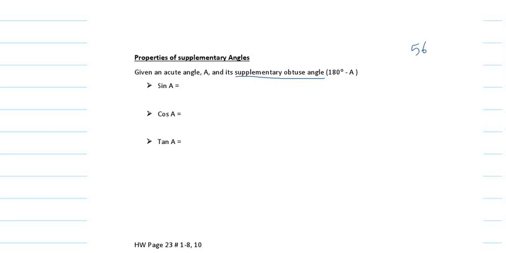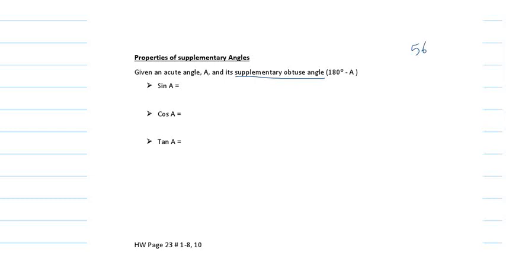Okay, so we were talking about acute and supplementary obtuse angles, right? When you add the supplement and the acute angle together, they're going to make 180 degrees. Okay? So the naming is very important. It's a supplementary obtuse angle.